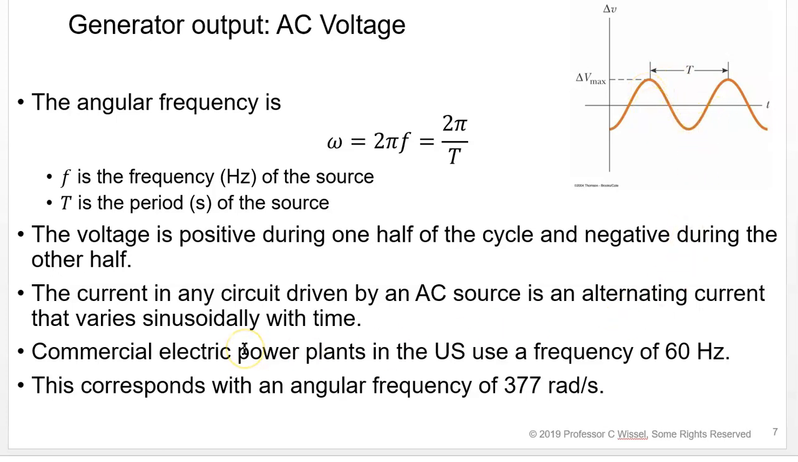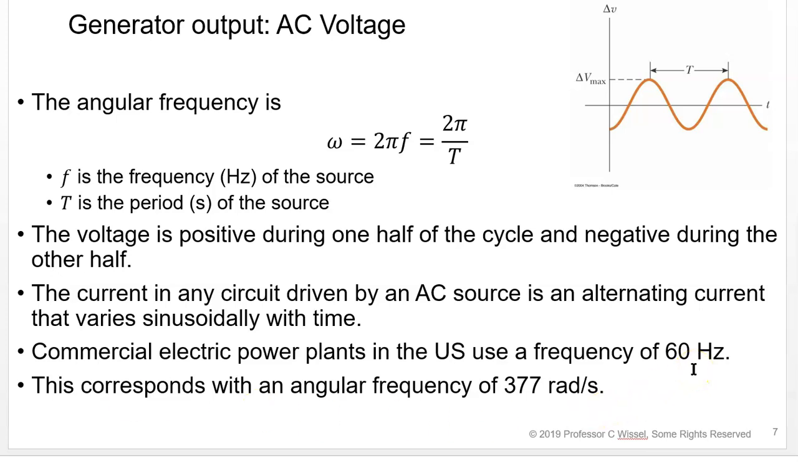So this means that the current in any circuit driven by an AC source is an alternating current that varies sinusoidally with time. And it changes direction every time it goes through this point here or through that point. Now, commercial electric power outlets in the United States use a frequency of 60 hertz. In Europe, I think it's 50.